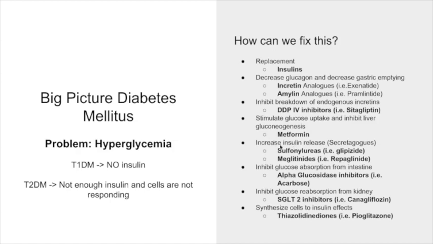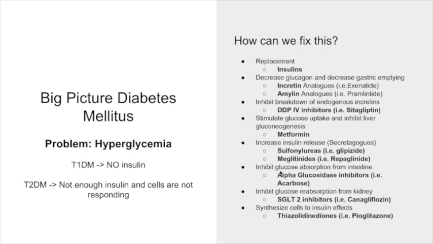We can increase insulin release by medications called secretagogues. They increase the secretion of insulin. The two examples of medications that increase insulin secretion are sulfonylureas, an example of which is glipizide, and meglitinides, the classic of which is repaglinide. So sulfonylureas and meglitinides increase the insulin release.